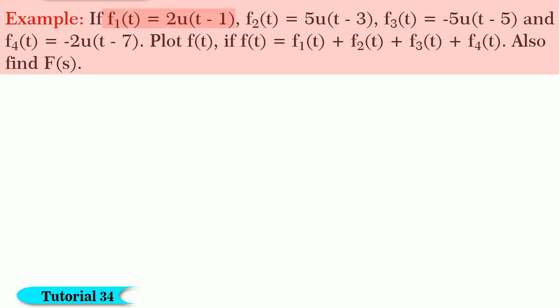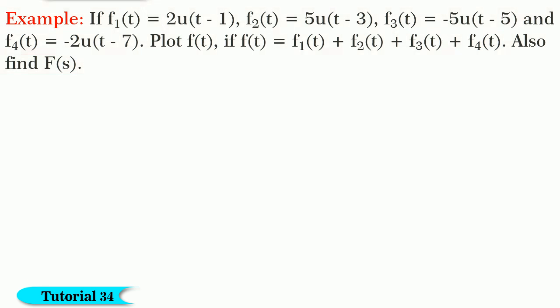f1 of t is equal to 2u of t minus 1, f2 of t is equal to 5u of t minus 3, f3 of t is equal to minus 5u of t minus 5, and finally f4 of t is equal to minus 2u of t minus 7. We are required to find the sum of all the functions f of t and represent f of t in the form of a plot and find its Laplace transform.